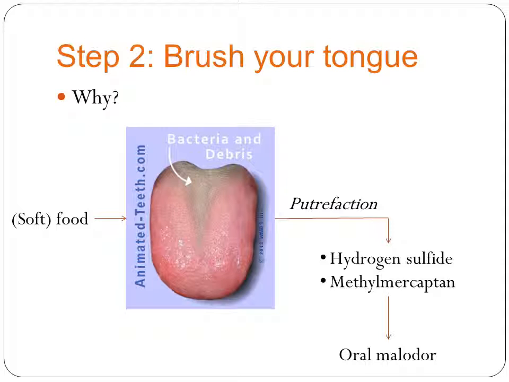Step 2. Brush your tongue. What is that? Oh, it's so weird. I have never brushed my tongue before. Okay, now let's think. When you eat soft food or food in general, bacteria, food, and detritus will accumulate on the dorsum of the tongue. Through the process called putrefaction, hydrogen sulfide and methylmercaptan will be produced, and these two gases are the main cause of oral malodor, which is also known as bad breath.